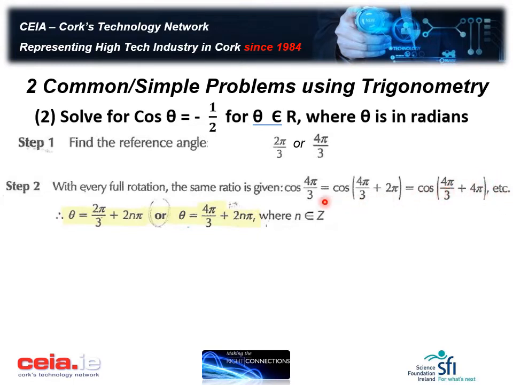So writing this in general form for both 2 pi over 3 and 4 pi over 3, the answer we get is theta equals 2 pi over 3 plus 2n pi, where n is an integer denoting a number of revolutions, or theta equals 4 pi over 3 plus 2n pi.